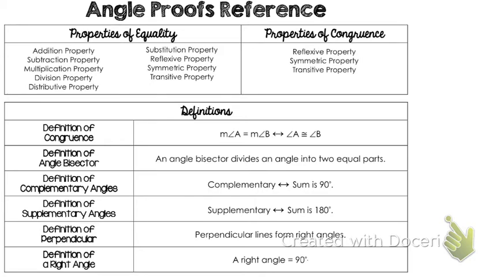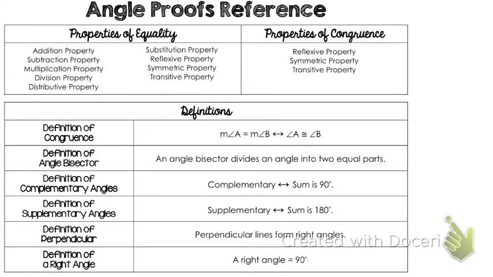So we're going to talk about proofs with angles. We have all these properties of equality that we had before. The addition, subtraction, multiplication, division properties of equality, properties of congruence. So we have our transitive, reflexive, symmetric, all of those. Okay, we've seen those before, right? We've been using those. Then we have these different definitions.